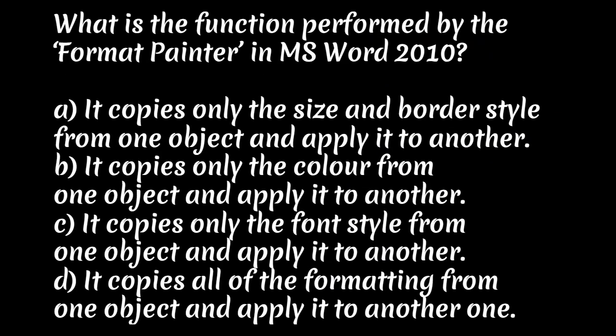Question 36. What is the function performed by the Format Painter in MS Word 2010? A. It copies only the size and border style from one object and apply it to another. B. It copies only the color from one object and apply it to another. C. It copies only the font style from one object and apply it to another. D. It copies all of the formatting from one object and apply it to another one. Answer D. It copies all of the formatting from one object and apply it to another one.